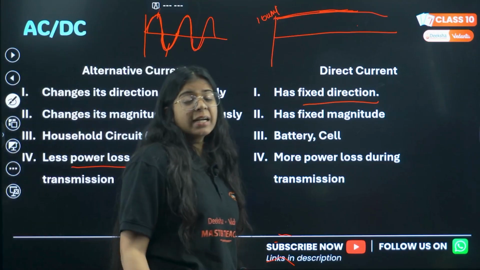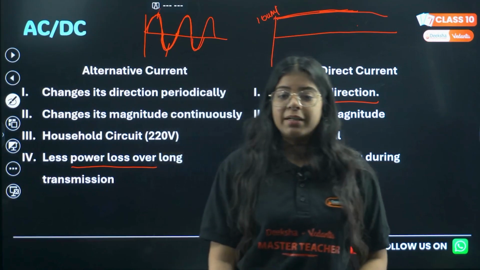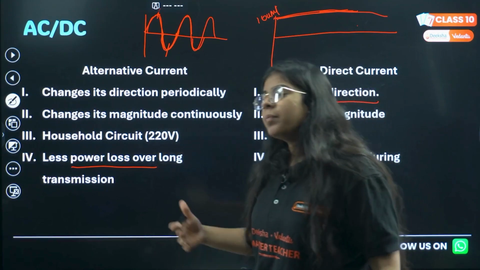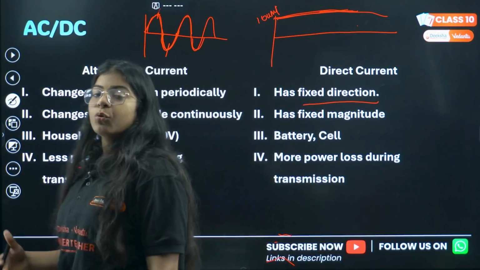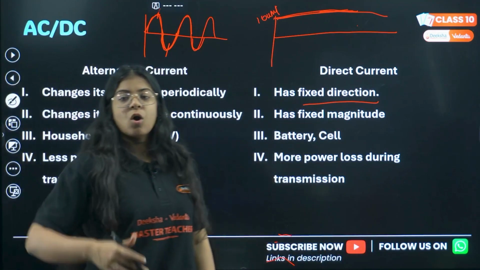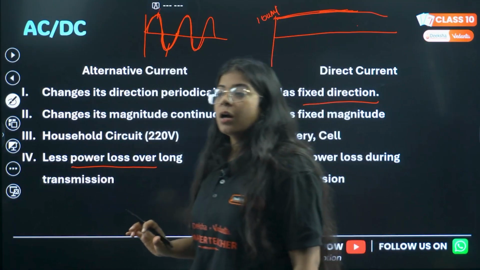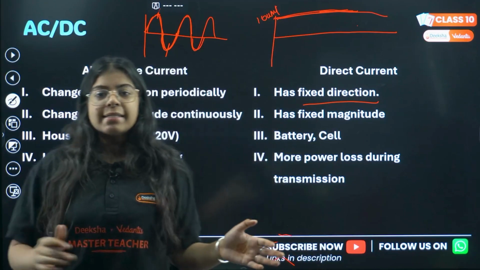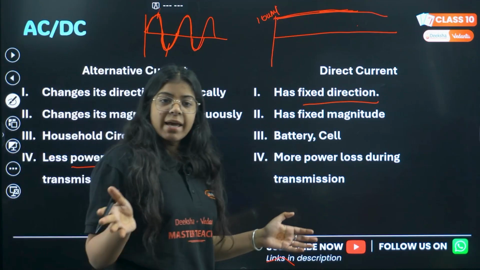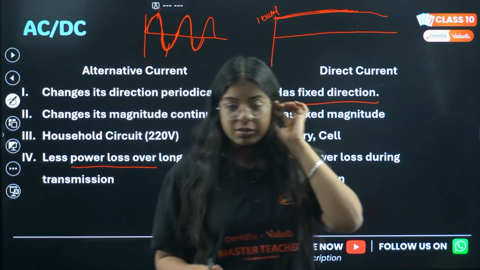But DC current loses lots of power in transmission. That's mostly the reason why we don't use DC in our houses. Also, it has fixed magnitude, so that cannot be a good thing. AC current has variable magnitude, variable direction. That's why we use it in our houses.